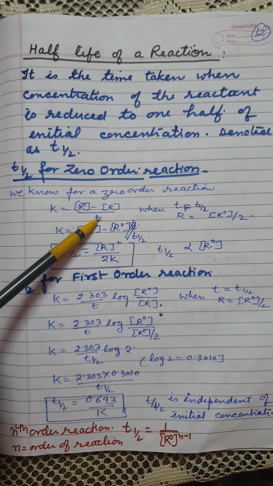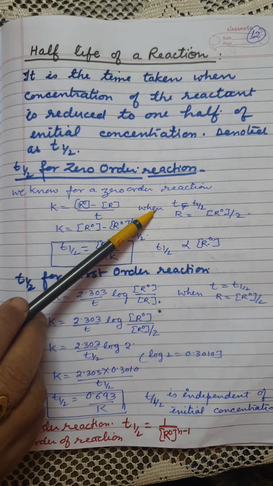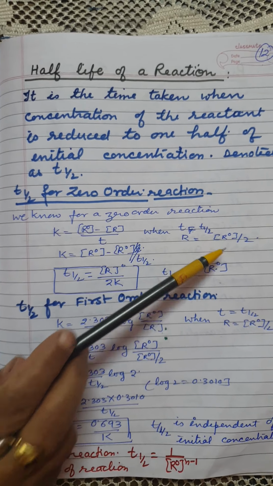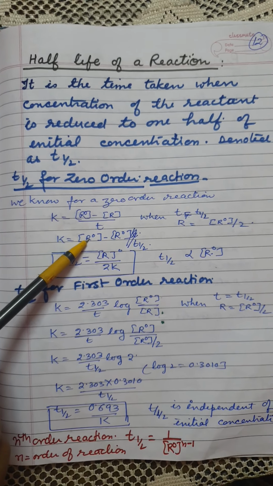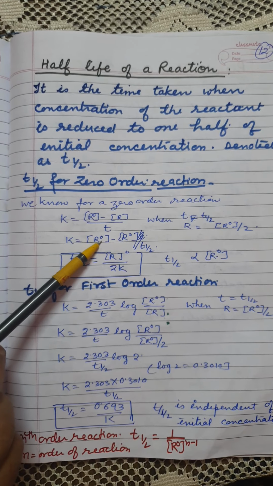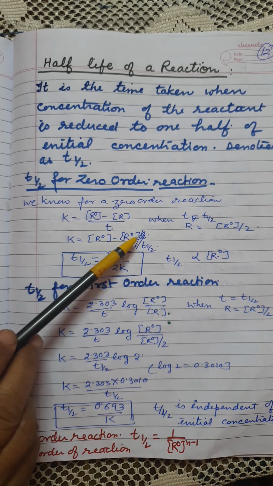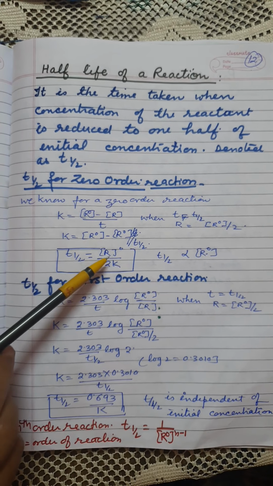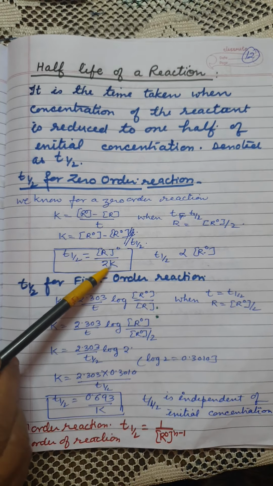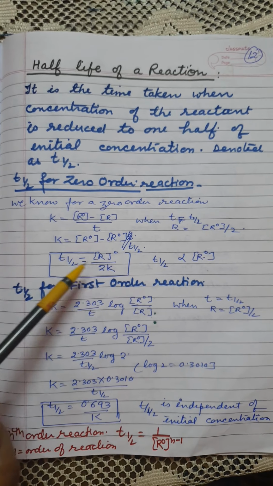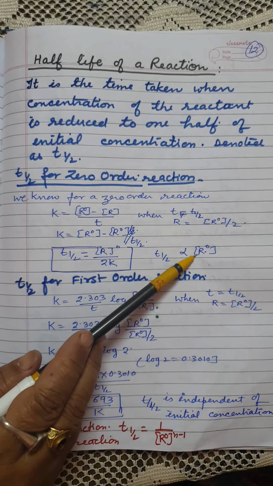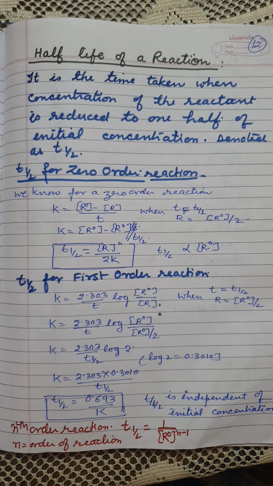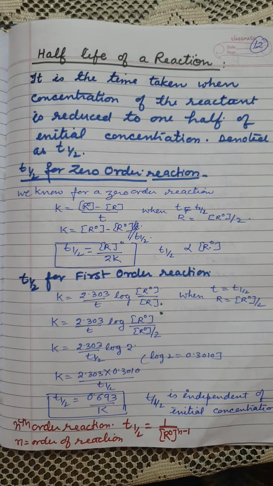where we know R is equal to concentration at time T. When T is equal to T half, R will become R0 by 2. Putting the value of T and R, we will get K is equal to R0 minus R0 by 2 upon T half, or T half comes to be R0 upon 2K. Because 2 is constant, K is constant, we can write T half proportional to R0. For a zero order reaction, we can say that T half is directly proportional to initial concentration.